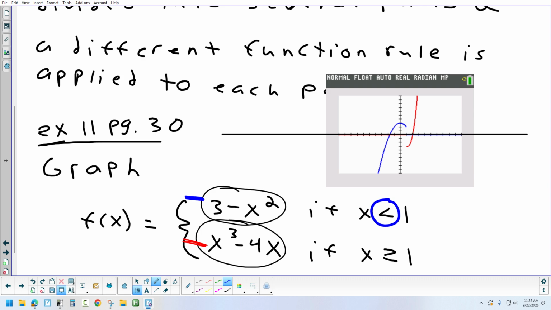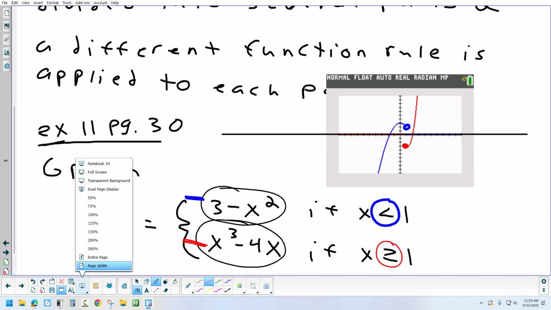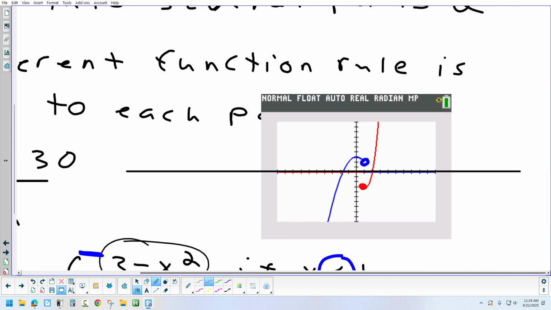We don't include it. What kind of circle do you put when you do not include something? Open. That tells me do not include the endpoint of the blue one. Now for the red one, it starts at 1. Do I include or not include the 1 on the red one? Included, I include it. So that should be a closed circle. So that is what your graph should look like.